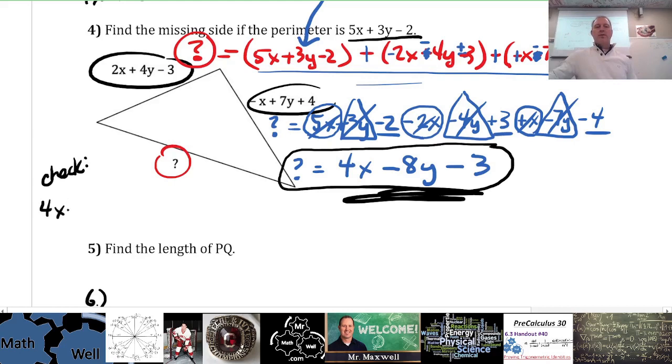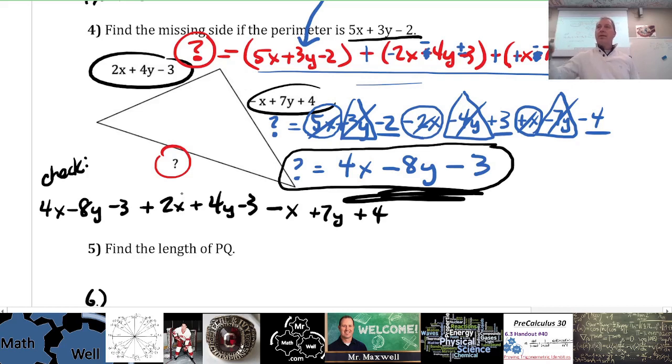So it's going to be 4x, so I'm going to go quick, minus 8y minus 3, plus, I'm adding so I don't need really to write my brackets, plus 2x plus 4y minus 3, plus a negative x, so that's the same as just subtracting x, plus 7y plus 4. So here I'm adding all three sides together. Yep. Sorry, negative here? Negative x? Are you talking about this one right here? That's a negative, yeah, if I just put a minus x, that's the same as negative 1x. Is that what you mean?